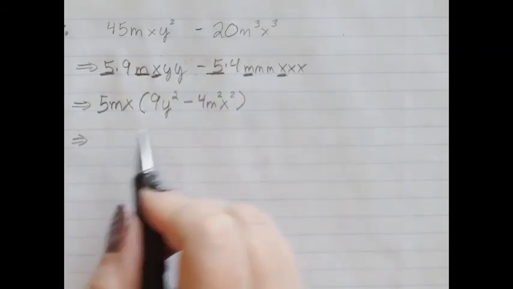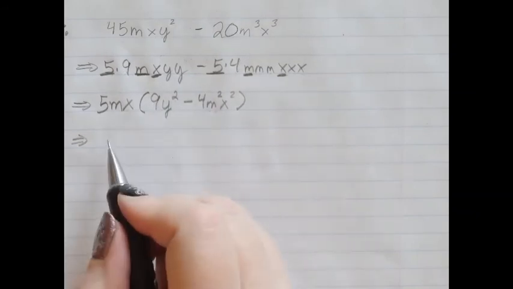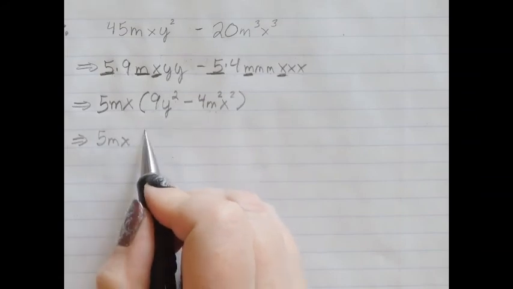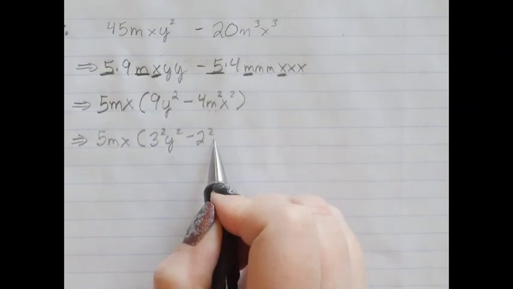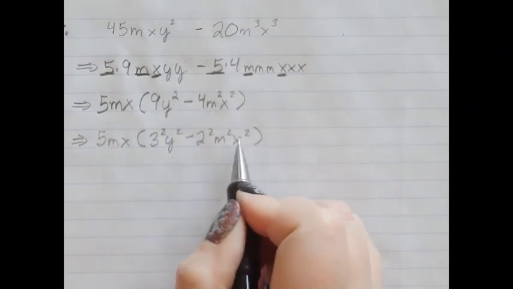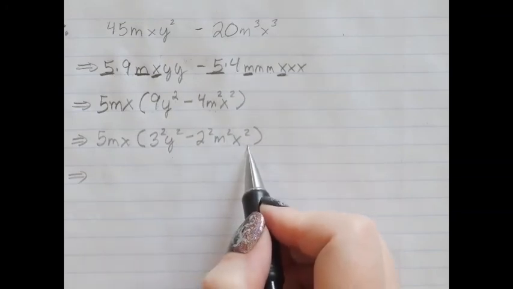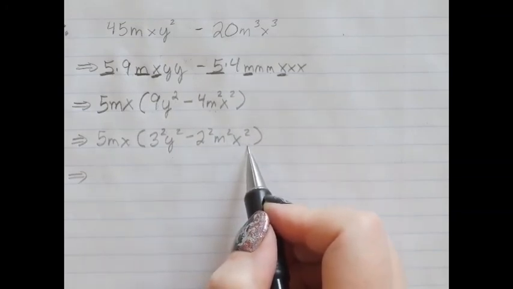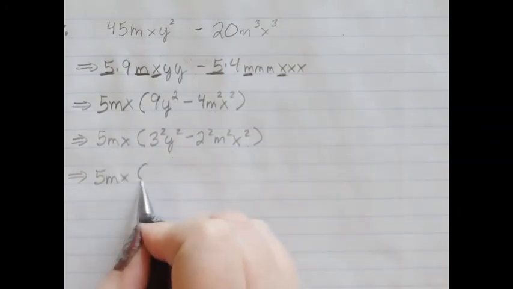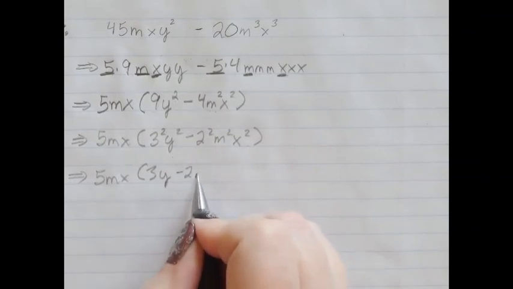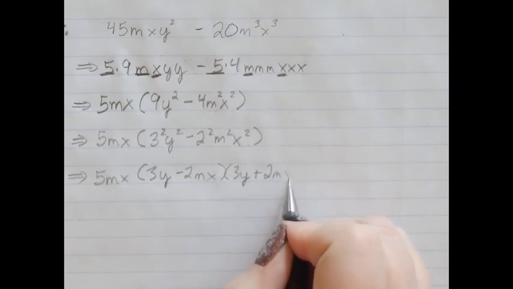If you understand this from here on out, you can go ahead and go straight to the final answer. If you need the powers of 2 to help you out, that's why I'm here. That's what we're going to do. I'm going to do 3 squared y squared minus 2 squared m squared x squared. Now that everybody inside here has a power of 2, we're going to go ahead and do our parentheses. One's a minus, one's a plus. So you just have 3y minus 2mx, and you're going to have 3y plus 2mx.